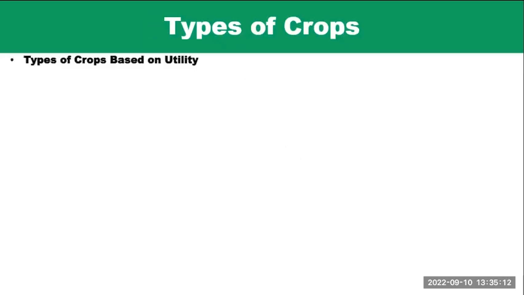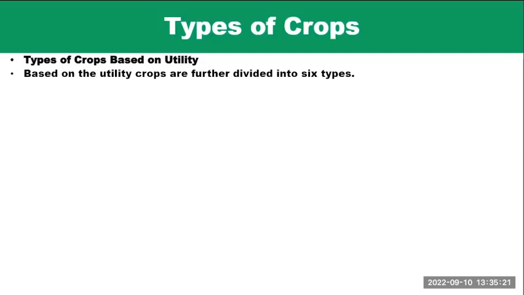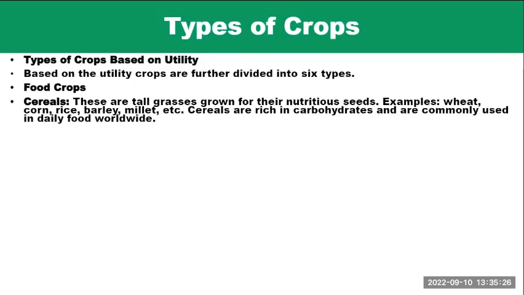Now, let's look at types of crops. First, types of crops based on utility, okay? And we have six of them. We have cereals. These are tall grasses grown for their nutritious seeds. Examples are wheat, corn, rice, barley, millet, and so on and so forth. Now, cereals are rich in carbohydrates and are commonly used in daily food worldwide, okay?